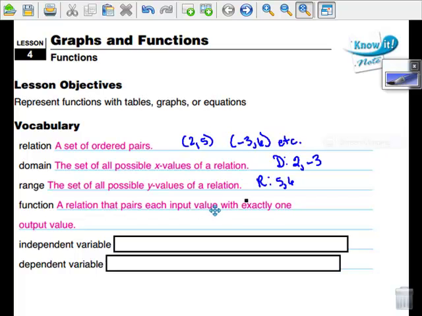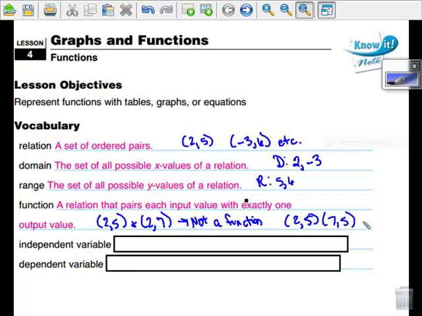The outputs can repeat. Let me go ahead and write this down. So (2, 5) and (2, 7), not a function. And we'll get more into that in just a little bit. I could have (2, 5) and (7, 5). It's okay if the outputs repeat. This is a function. So each input has to be paired with exactly one output.